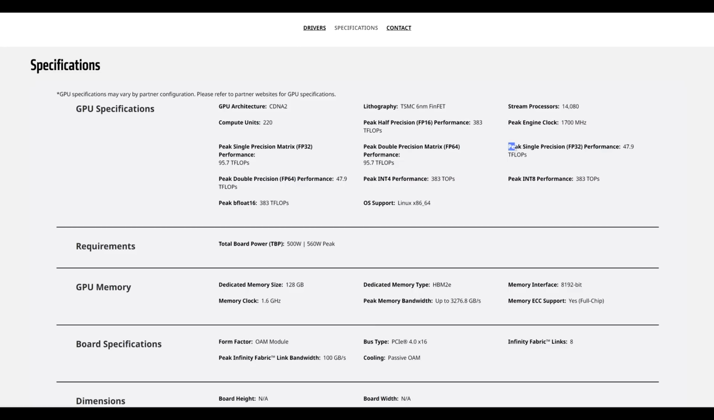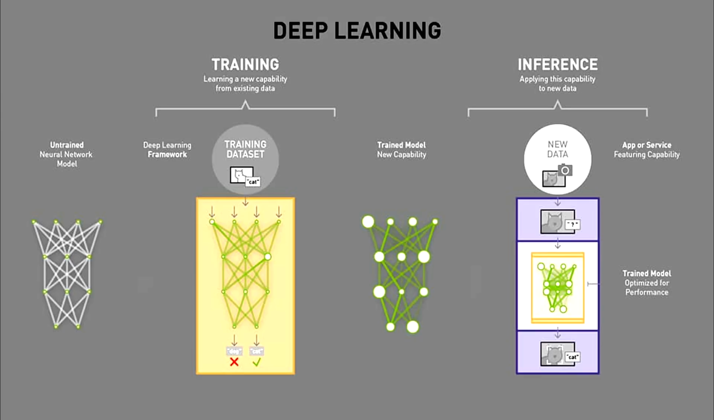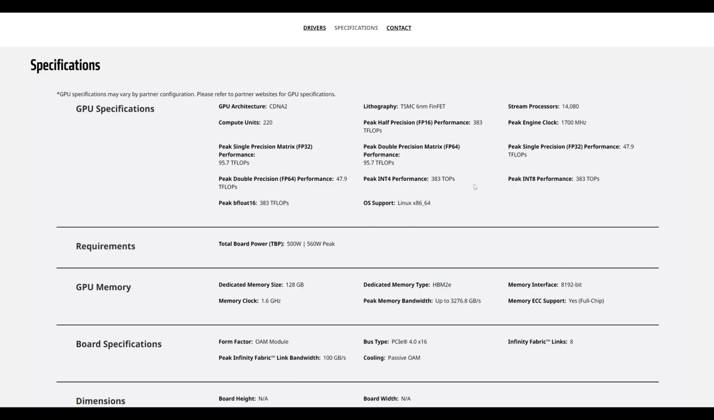Looking at MI250X, we can see that peak single precision FP32 performance is 48 teraflops, while FP16 and BFloat16 are 383 teraflops. So simply put, if your model can run at 16-bit instead of 32-bit, you're gaining nearly an 8x speed up. But that's for training AI models. When it comes to AI inference, which is essentially processing the input and output between the user and the AI, even FP16 is generally unneeded.